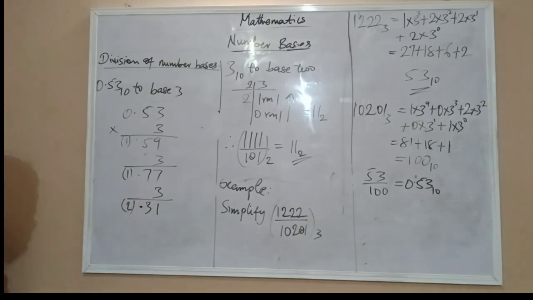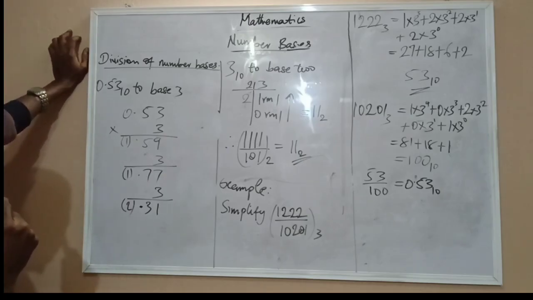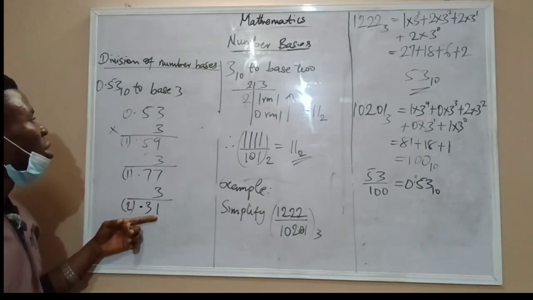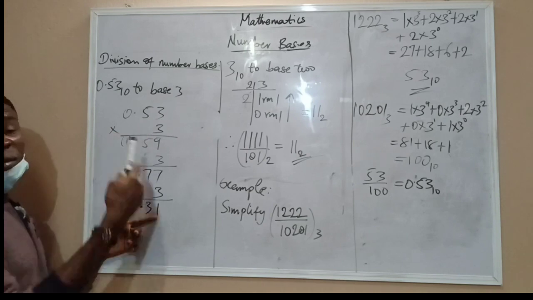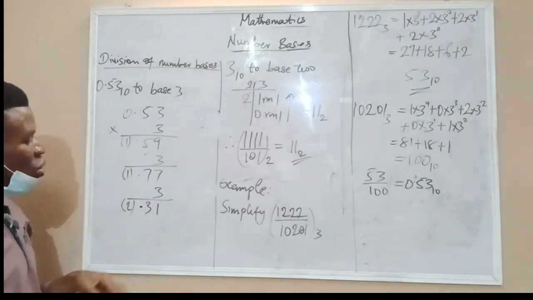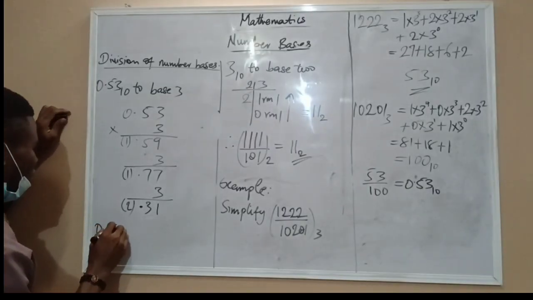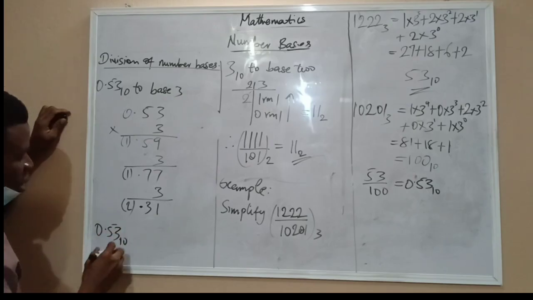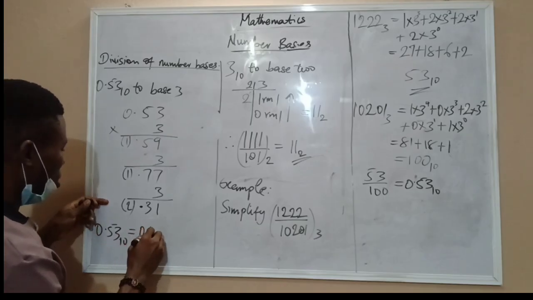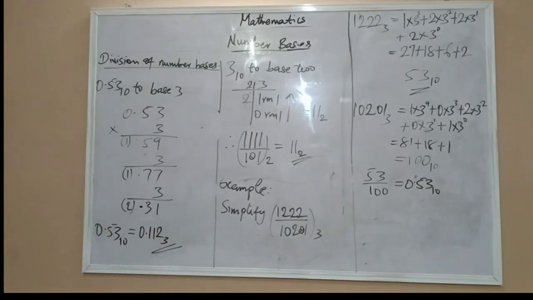2. That's the remainder. Now, someone will ask, when should I stop? Of course, the first one is, you can choose to stop at 3 decimal places. That one is first. Or, once the number here is less than this number, just stop. If you look at this one, this is 3-1 or this is 5-3. So once you get to the point, you stop. So what it means now is that 0.53 base 10 is the same thing as, take these remainders, 0.112 base 3.